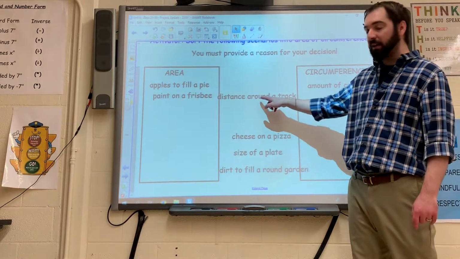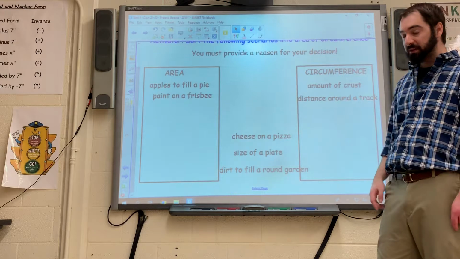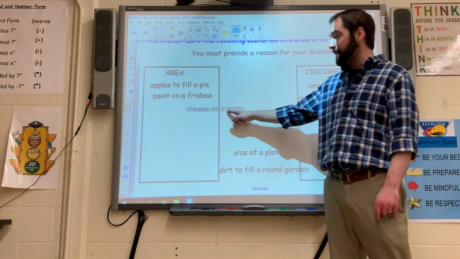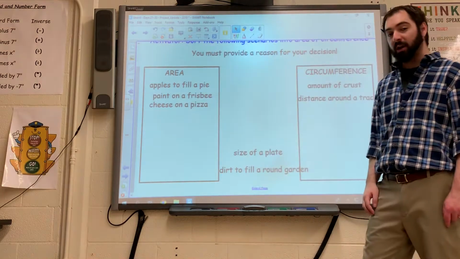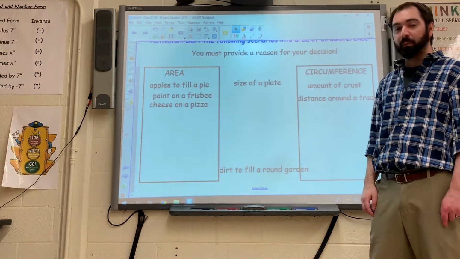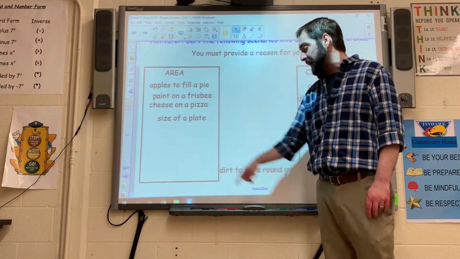Well, this keyword around means they're going around the outside of the track. That would mean it's circumference. Cheese on a pizza. Well, I know I put my cheese in the middle of the pizza, so that must be an area question. The size of a plate. Well, they measure the size of a plate by how much space it covers on the inside, so that again must be an area problem.